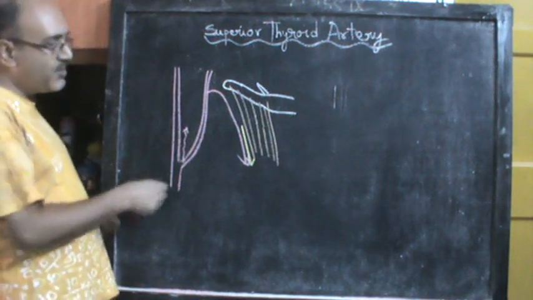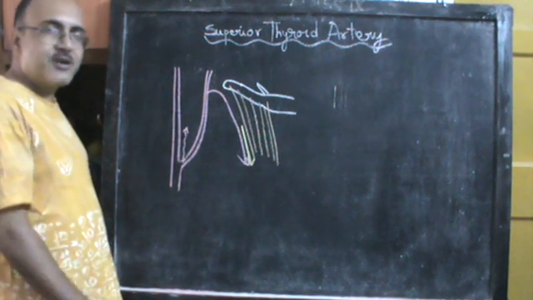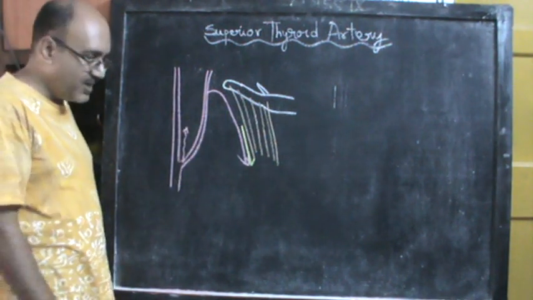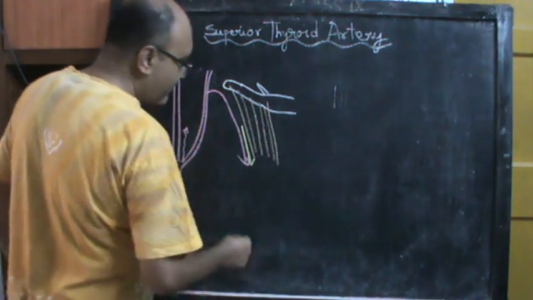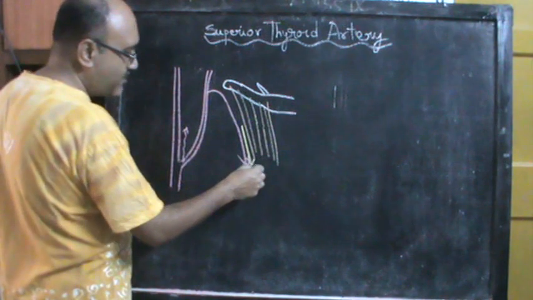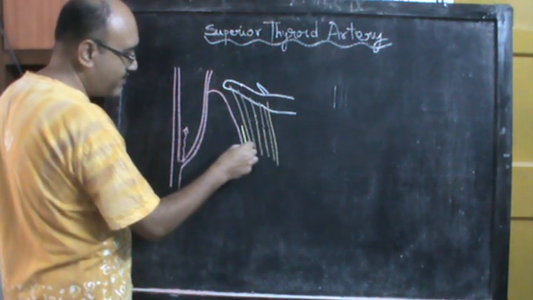And now because we are going to the thyroid gland, and because this is the superior thyroid artery, it will obviously supply the thyroid gland. So how does it supply the thyroid gland? See, this is the thyrohyoid muscle. So somewhere here we have to draw the thyroid cartilage.